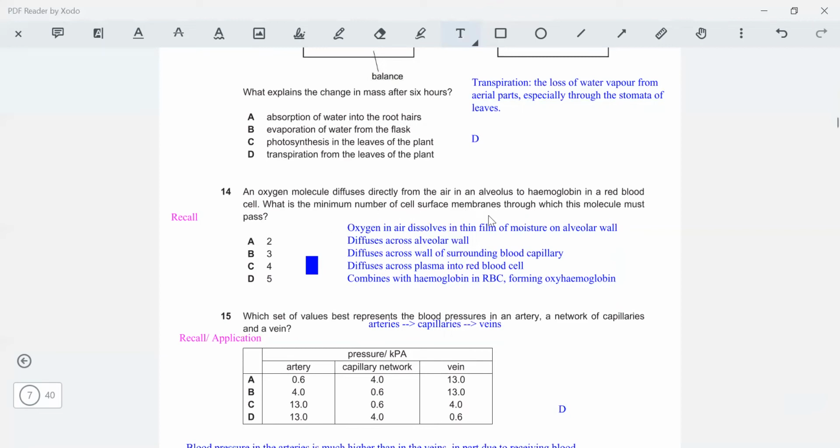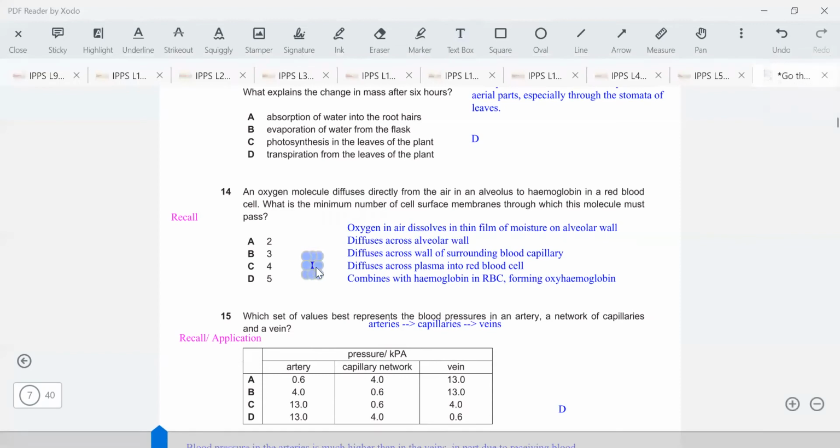So oxygen in the air diffuses through the thin film of moisture, the alveolar wall, then the wall surrounding the blood capillary, and then the plasma into the red blood cell, and it combines with the hemoglobin in the red blood cell, forming oxyhemoglobin.